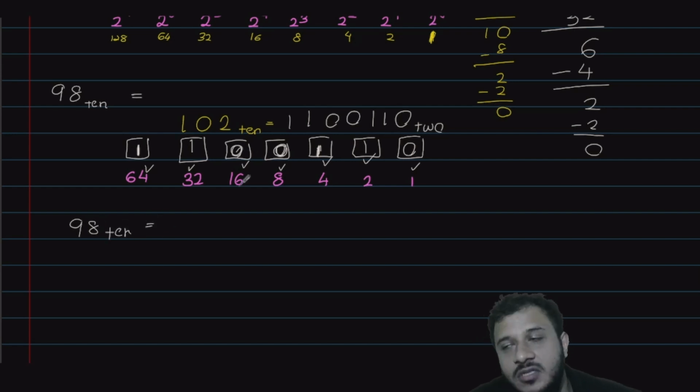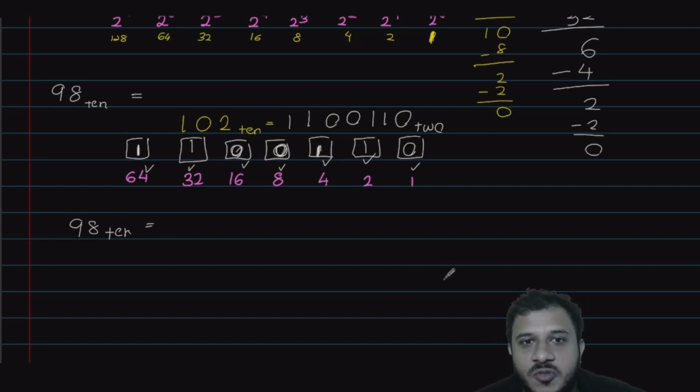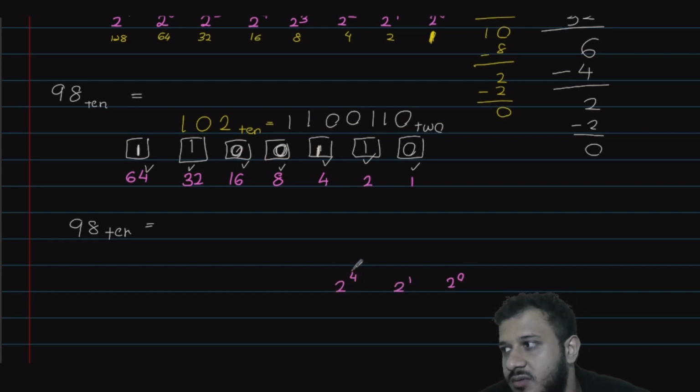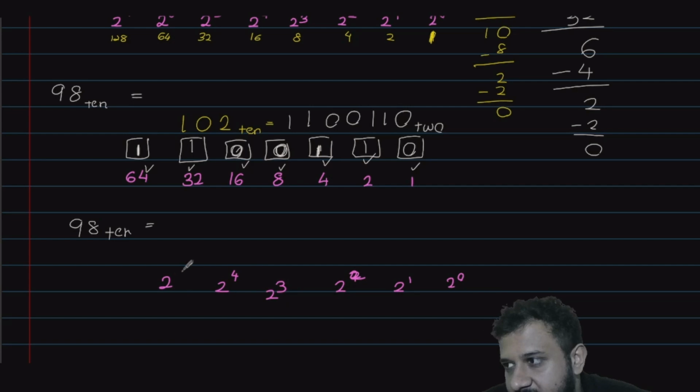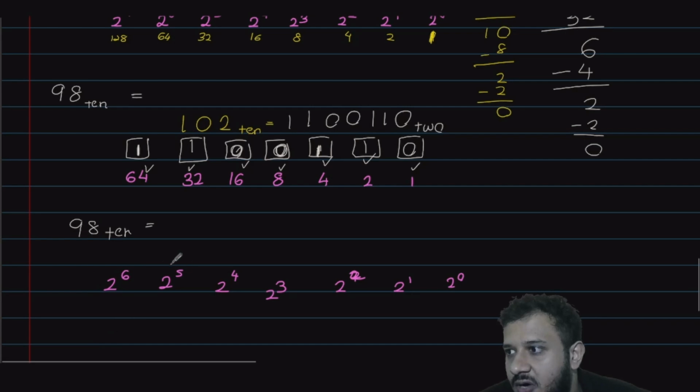98 in base 10. I want to make it into the place values of 2's. Place values of 2 start from 2 to the power of 0, which is a 1. 2 to the power of 1 is a 2. 2 to the power of 2 is a 4. 2 to the power of 3 is an 8. Then 2 to the power of 4 is a 16. 2 to the power of 5 is a 32. 2 to the power of 6 is a 64. But 2 to the power of 7 is 128. That's way too much.